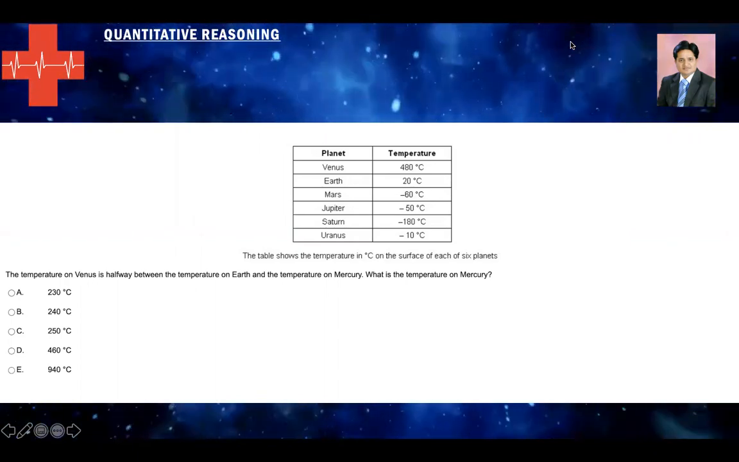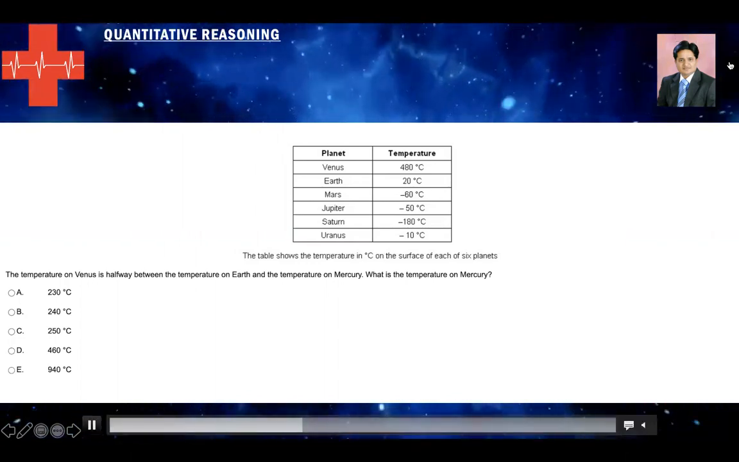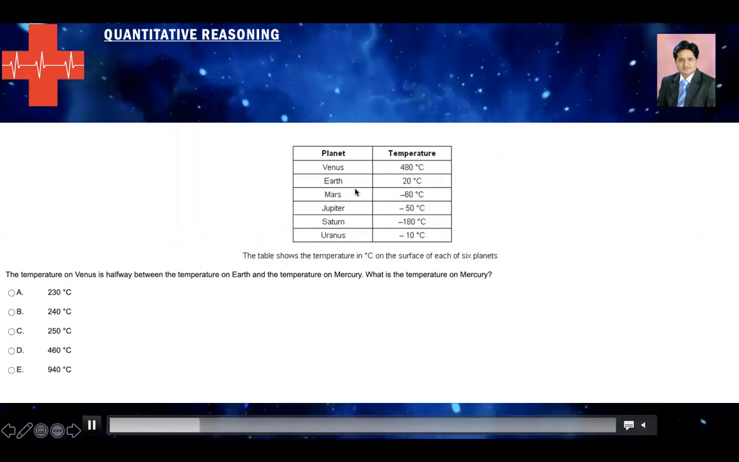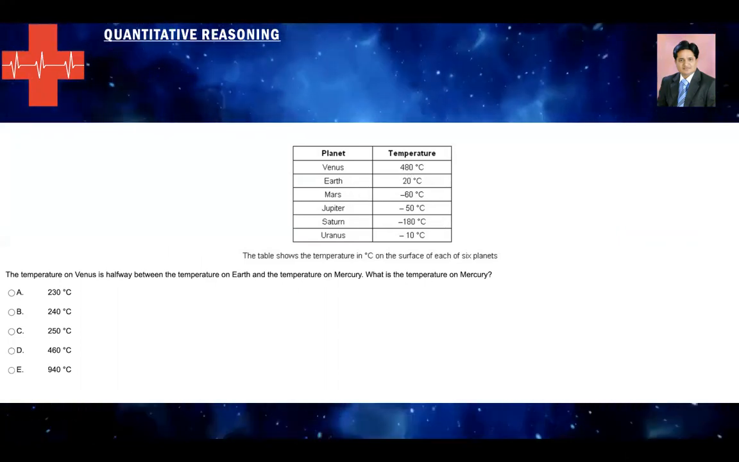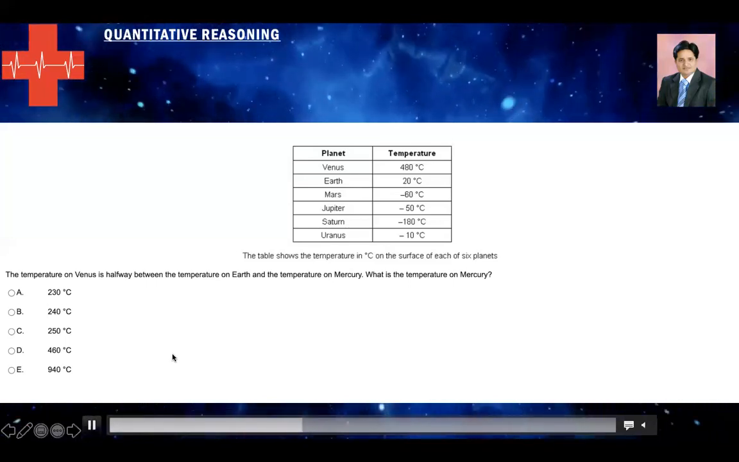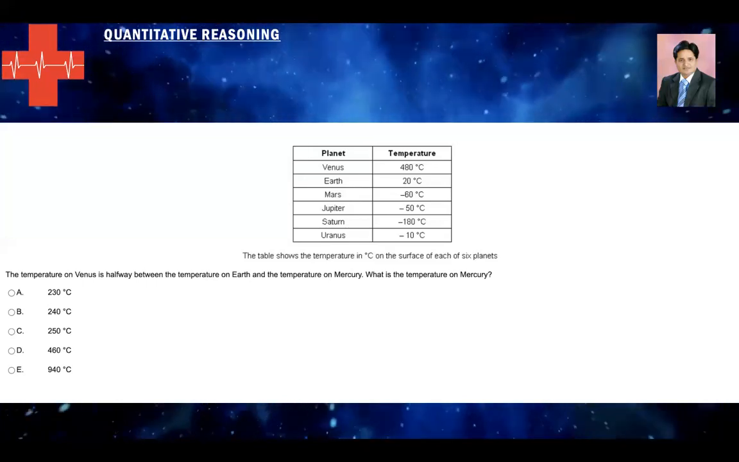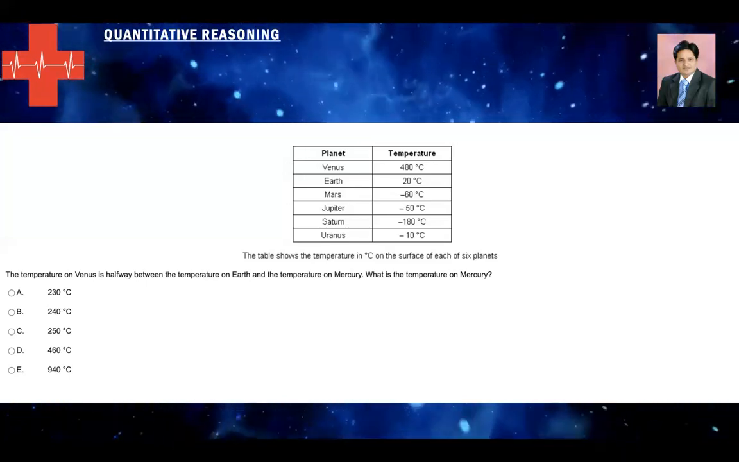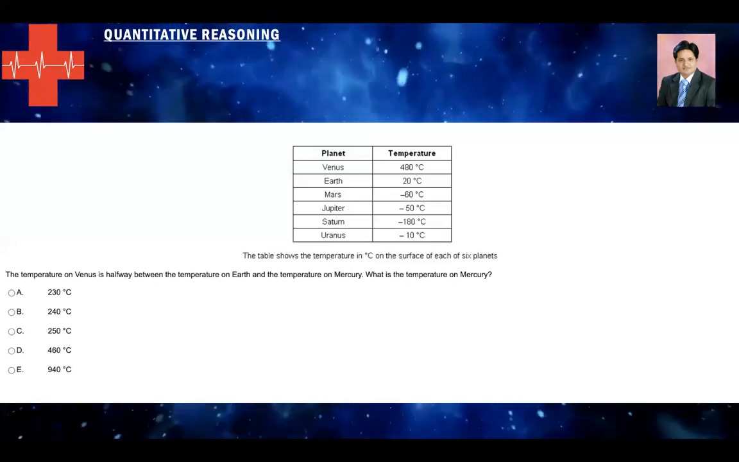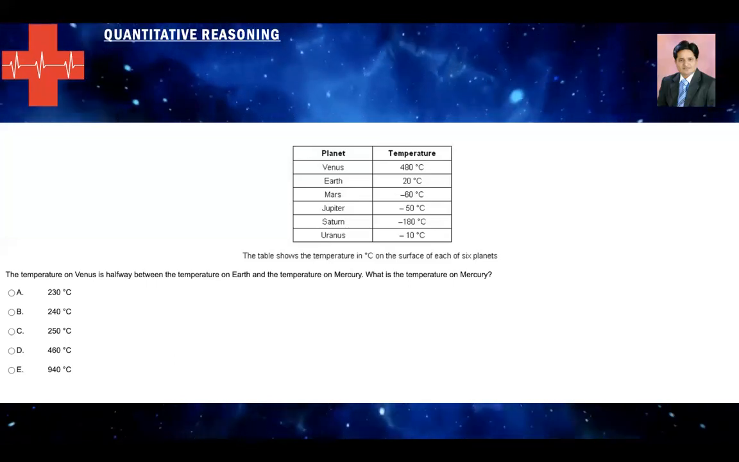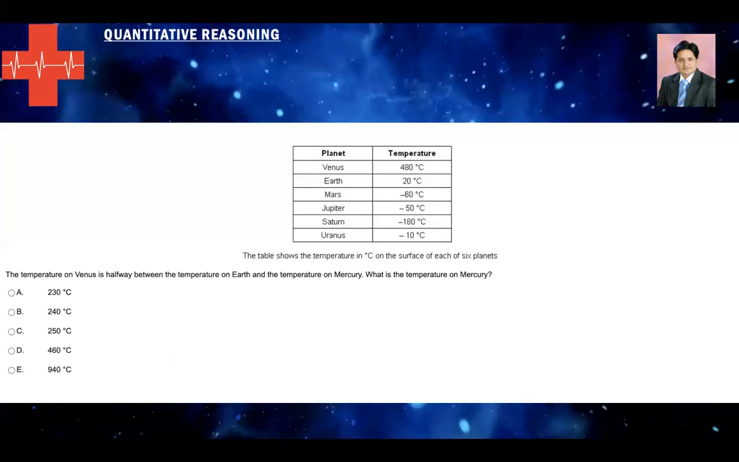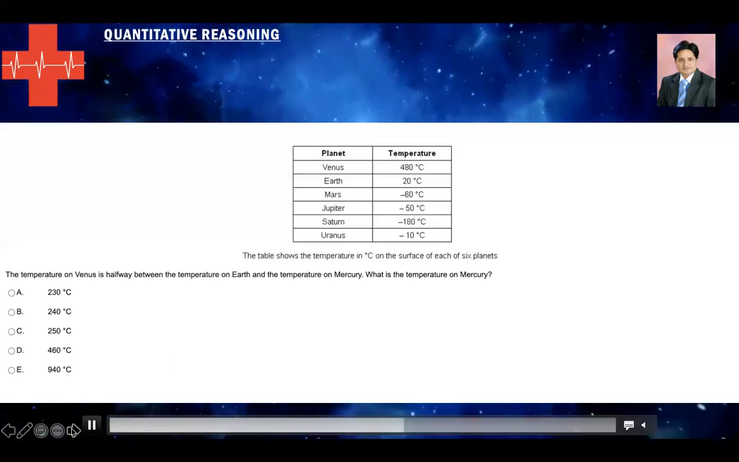So you are given a table with different planets and the temperature of the planets are given. You have Venus 480 degrees Celsius, Earth 20 degrees Celsius, and so on. The temperature on Venus is halfway between the temperature on Earth and the temperature on Mercury. The question is, what is the temperature on Mercury? And you are given options: 230 degrees Celsius, 240 degrees Celsius, 250 degrees Celsius, 460 degrees Celsius, and 940 degrees Celsius. Pause the video and try to solve this question.